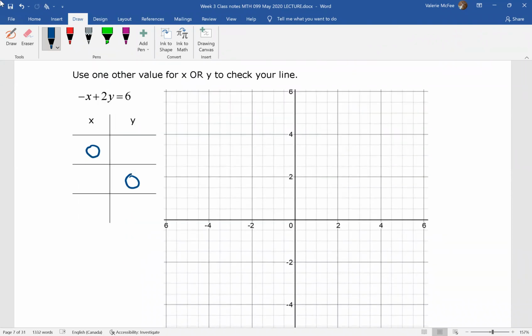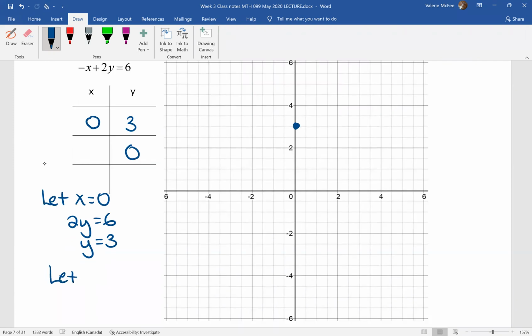When x is 0, we have 2y equals 6. We know that y is 3. If x is equal to 0, we're finding our y-intercept. Next, we want to let y equal 0. So we have negative x equals 6, or x equals negative 6. When y is 0, we're finding our x-intercept.